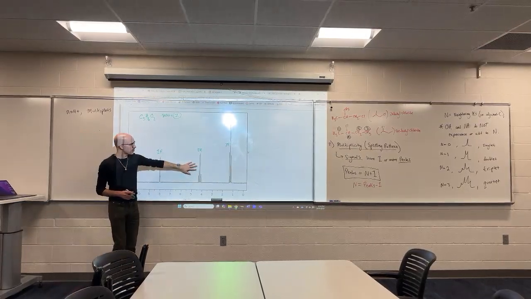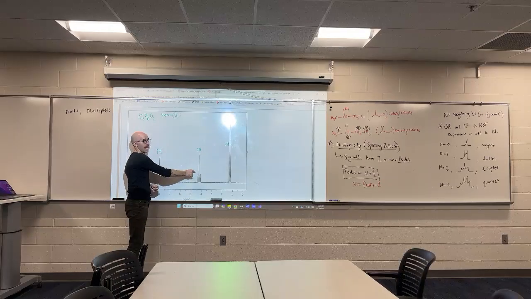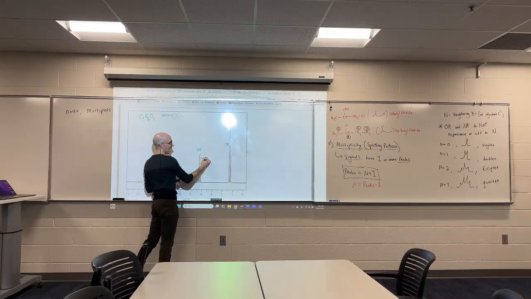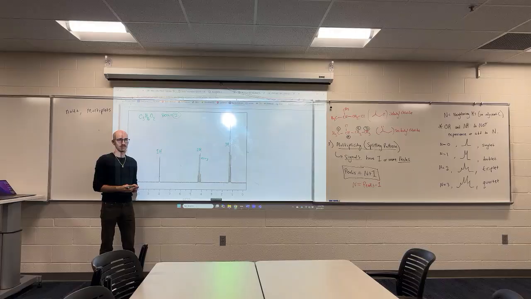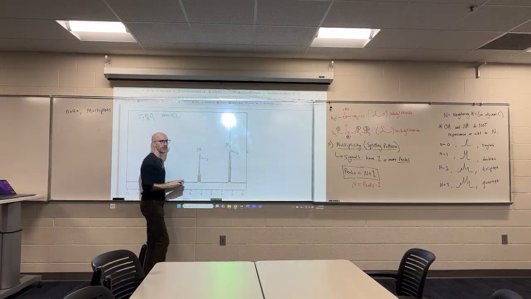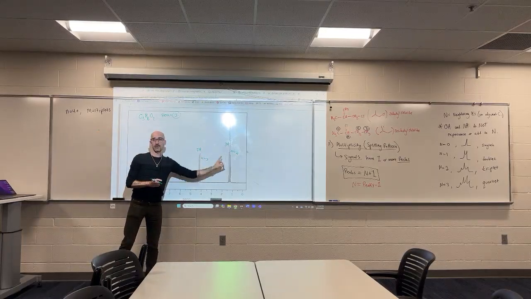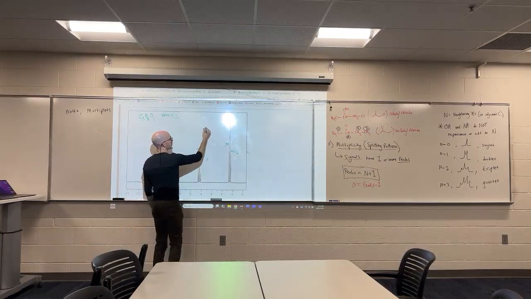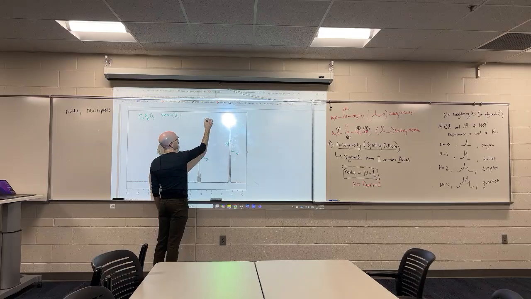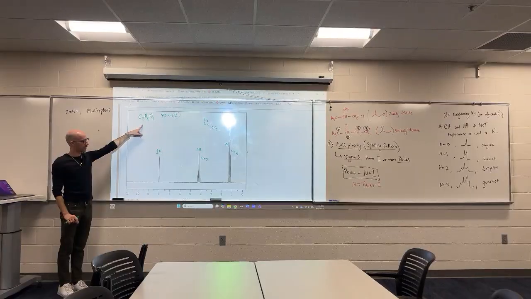Then I've got a CH2 and a CH3. This CH2 is a quartet, which means that it has 3 neighbors. And this CH3 is a triplet, which means that it has 2 neighbors. These groups are neighbors to each other. So my structure for sure has a CH2 and a CH3. I've got 2 oxygens to work with here.